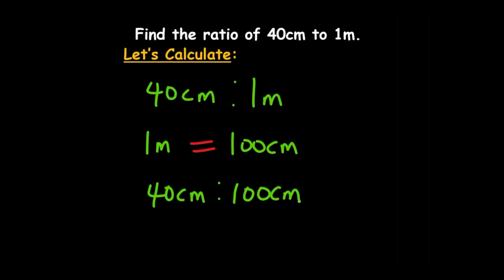Simplify the ratio by dividing both numbers by 20. 40 divided by 20 is equal to 2. 100 divided by 20 is equal to 5. So, the simplified ratio is 2:5. Easy and done.